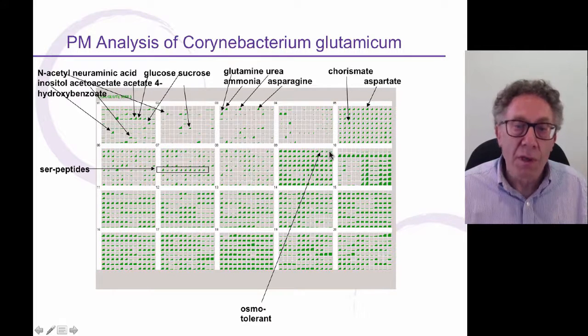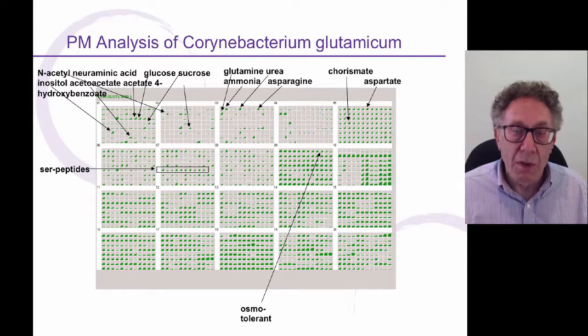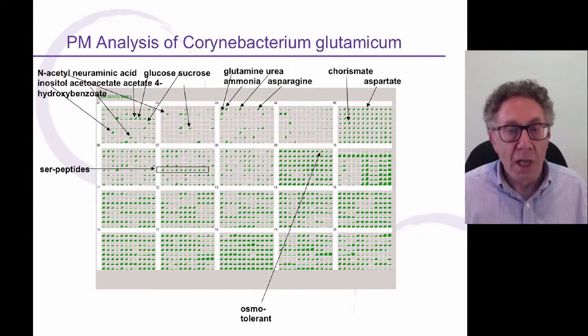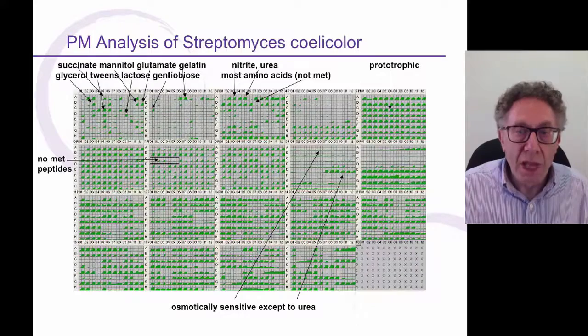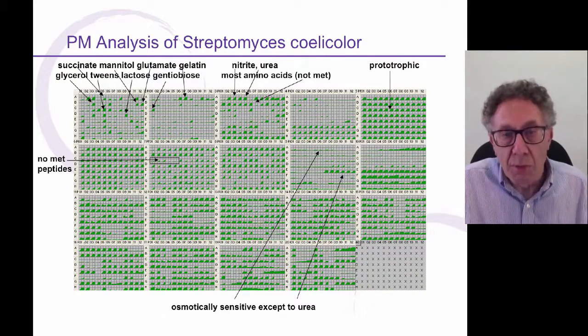Now, this is very important because this microorganism is used to produce sodium glutamate, and in a fermenter, the sodium glutamate concentration, the osmolarity, keeps getting higher and higher, but this microorganism can continue to produce it because it's very osmotically tolerant. Now let's contrast that with a very different microorganism that's also an important one.